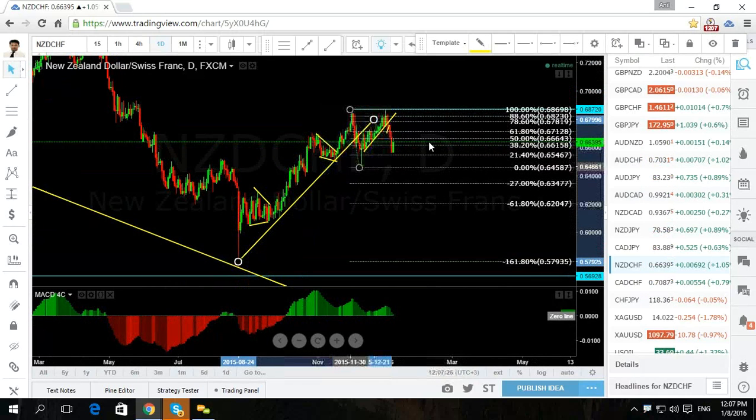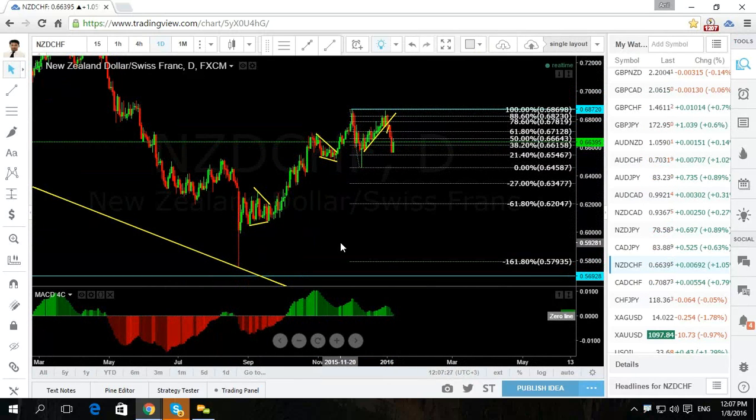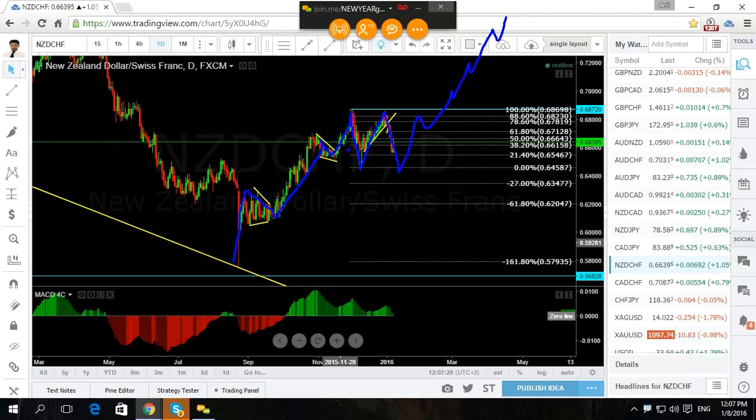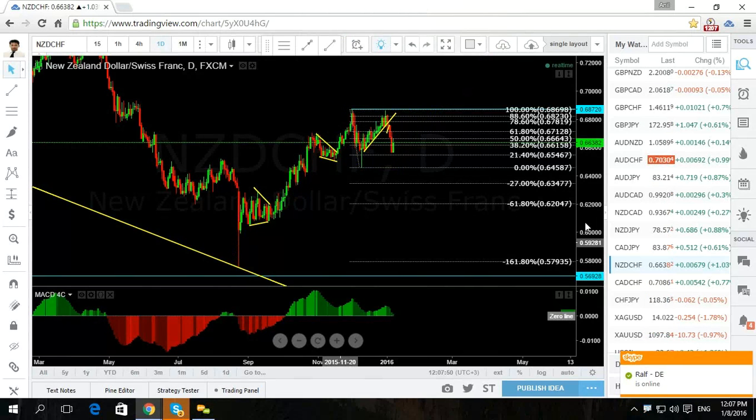We're actually making an ABC correction, right? So we made a 1, 2, 3, 4, 5 wave up. Now we made an A, a B, and a C. What are you going to do? This would be your next big trade going up. See this? That's your next big trade. So this one has a very nice trade to the upside too.